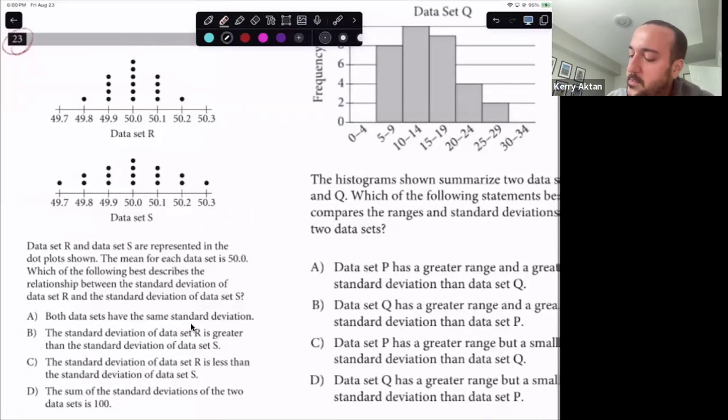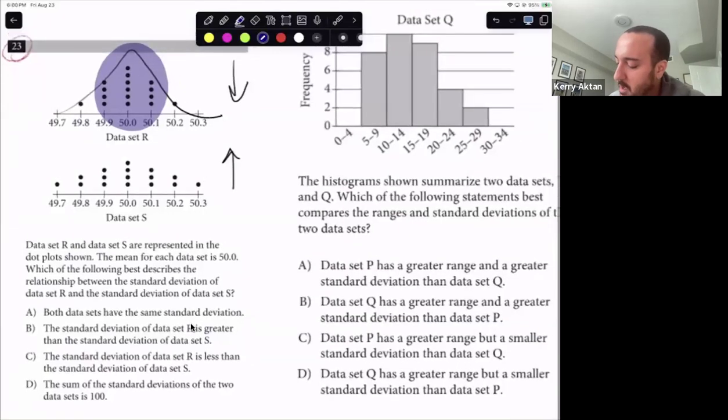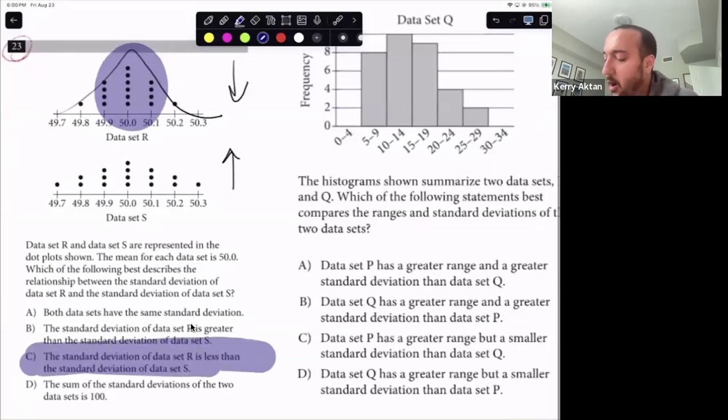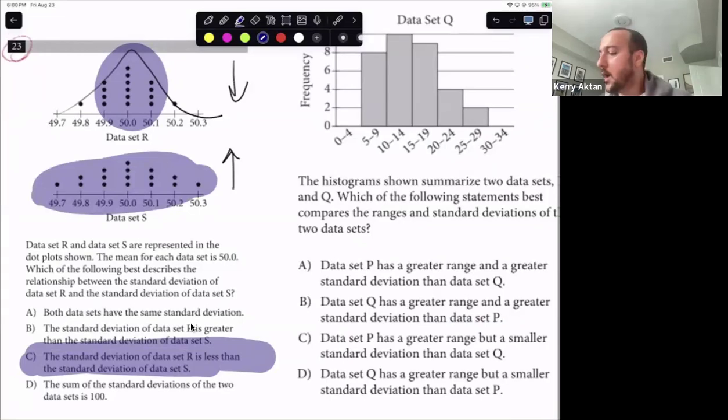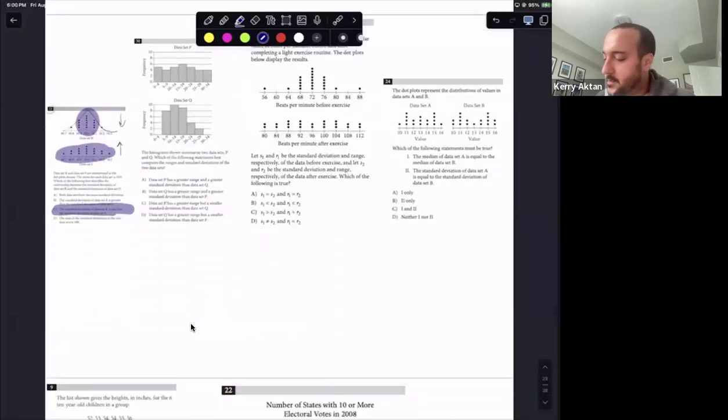Well, look, this one is much more tight-knit. This one is much more loosey-goosey. In other words, this one is spreading a lot from the mean. It's deviating a lot from the standard. This one's not deviating a lot from the standard. This one has a smaller standard deviation because it's tighter. In that case, I would answer with C. The standard deviation of R is less than the standard deviation of S. Again, standard deviation is the spread of the data. All right. That is good there. If anyone has questions on standard deviation, just stick around.